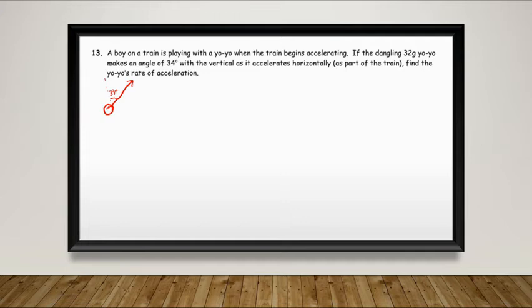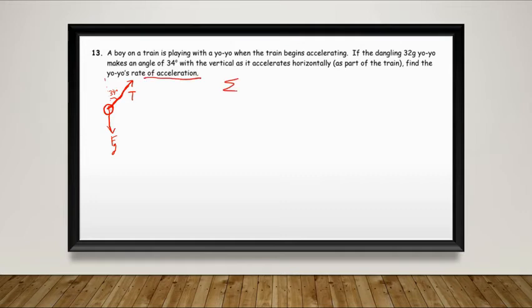Now, if we look at our free body diagram, our free body diagram here is going to be our force of tension, and here is going to be our force due to gravity. Okay, those are the only forces acting in this system. What we're going to do is the question is asking to find the yo-yo's rate of acceleration. That's what we want to figure out.